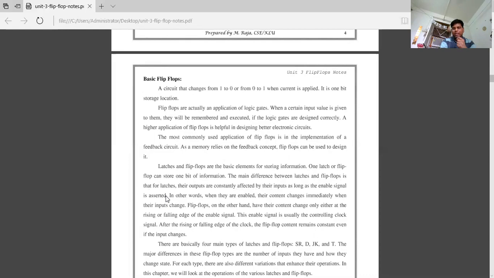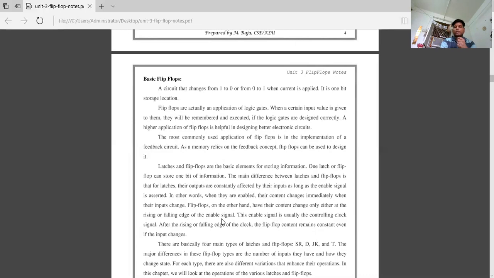It means that the output is constantly affected. Output is affected by their inputs and enable signals, and their content changes immediately when their input changes. It means that in latches, when the input changes, the output immediately changes. In a flip-flop, the content changes only on either the rising or falling edge of the enable signal.